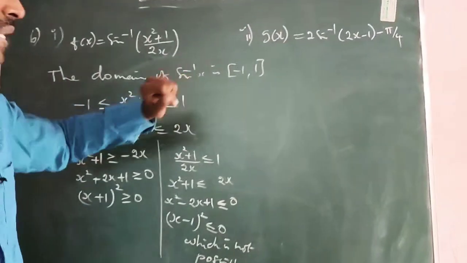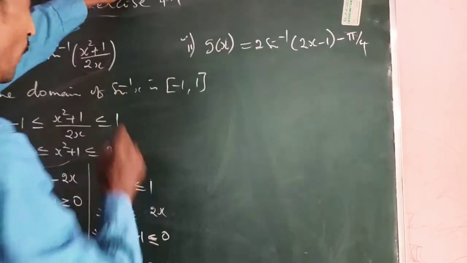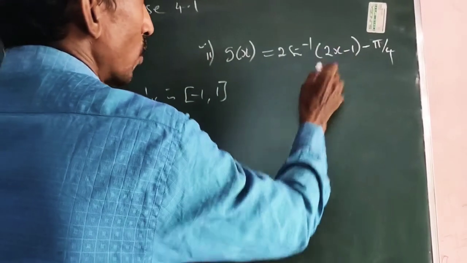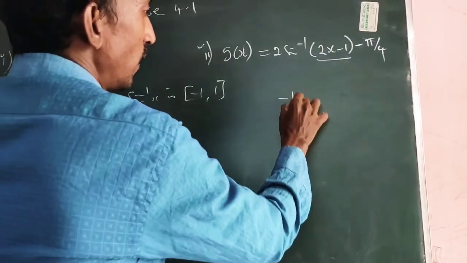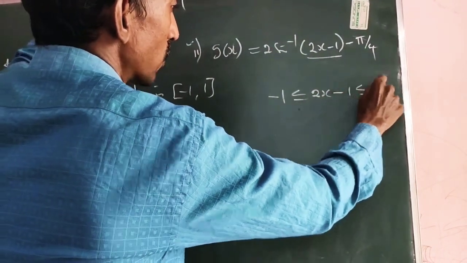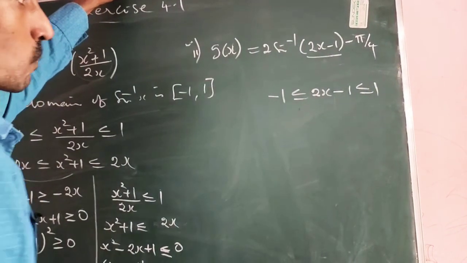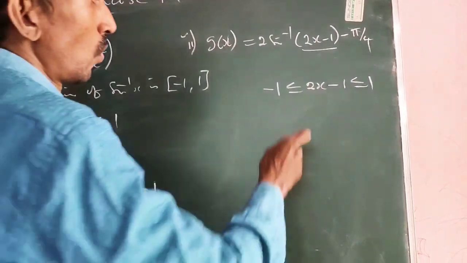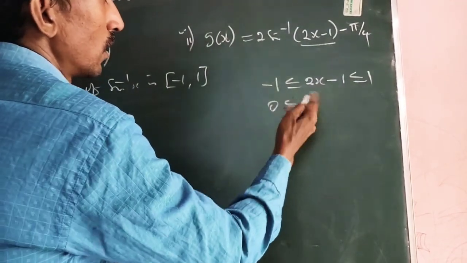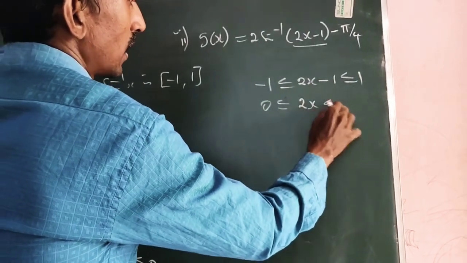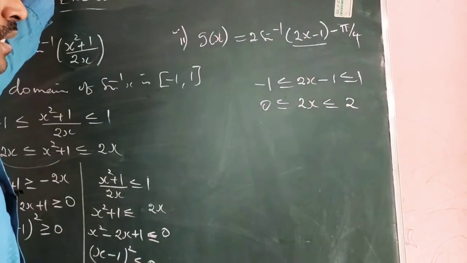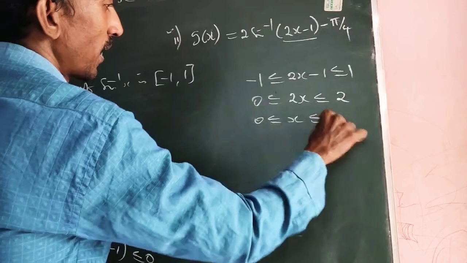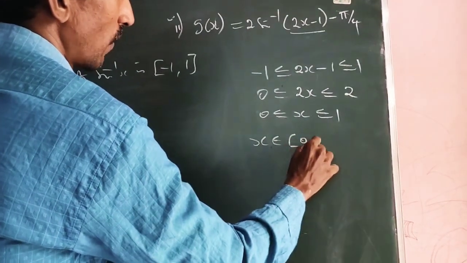And the second one, again we know the domain of the sine inverse is the closed interval minus 1 comma 1. So the value inside the bracket lies between minus 1 and plus 1. Now what about that value, 2x minus 1? So add 1. So minus 1 plus 1 is 0, so 0 less than or equal to 2x less than or equal to 2. Next, divide by 2: 0 less than or equal to x less than or equal to 1. So x belongs to the closed interval 0 comma 1.